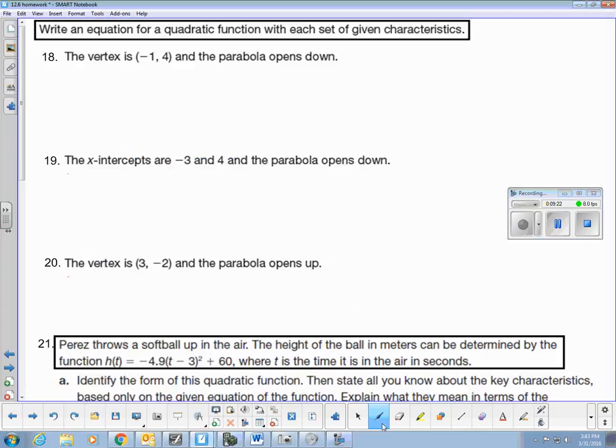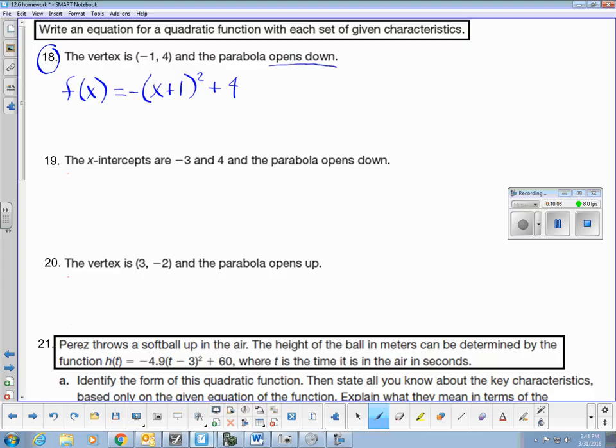Number 18 is asking me to write an equation for each quadratic function given the set of characteristics. And I notice in number 18 they tell me the vertex. So having seen the vertex, I'm going to choose to write this in vertex form. So I'll write this as f of x is equal to (x plus 1) quantity squared plus 4. And since I want my parabola to open down, I'm going to put a negative a value: negative 1, negative 4, any negative value of a will have this parabola open down.